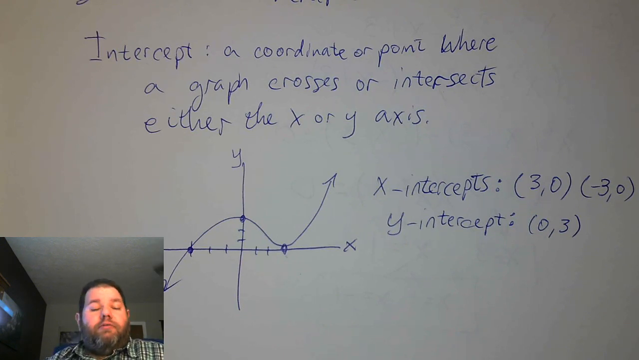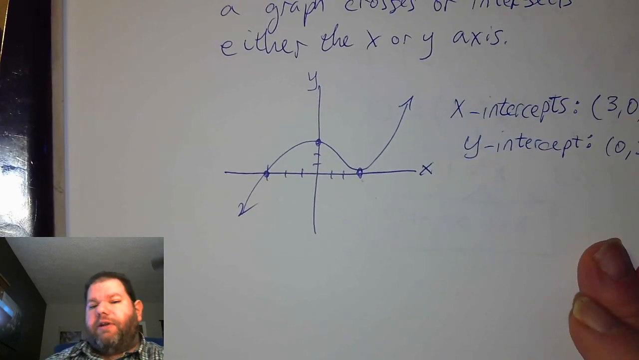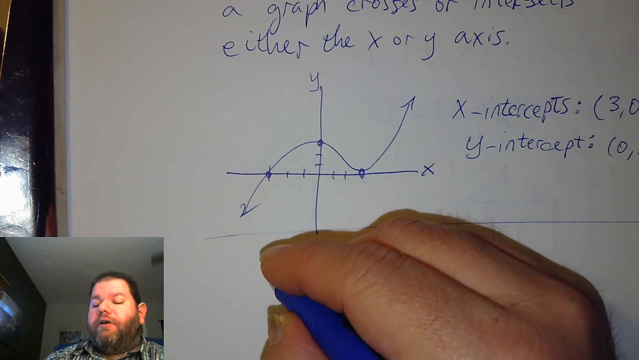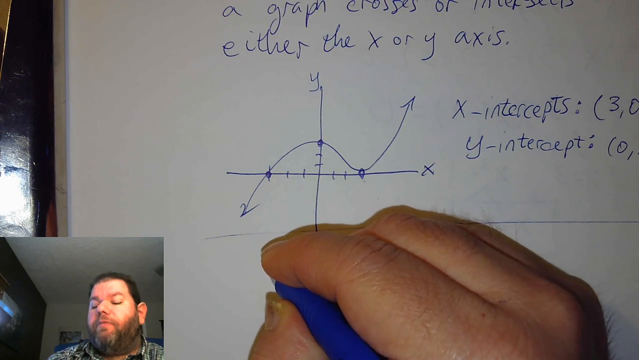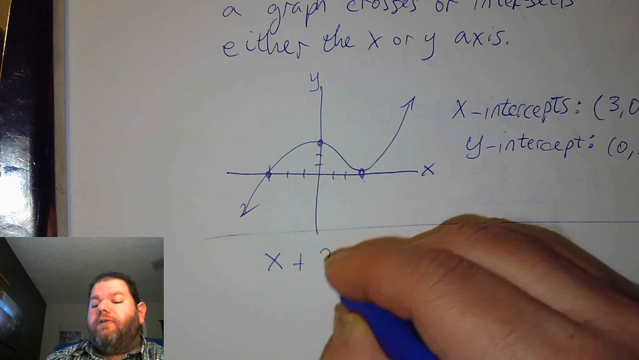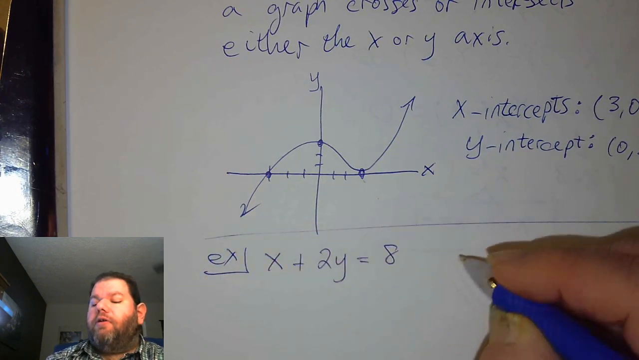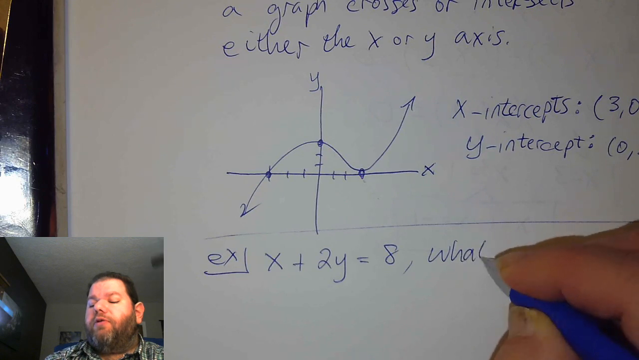Alright, now the other part of this section is what do we do if we don't have a graph and we actually want to use the intercepts to help sketch the graph, which is something we'll talk about a little bit later. How would we find the intercepts if we only have the equation? For instance, we have x plus 2y equals 8. We want to say, what are the intercepts?